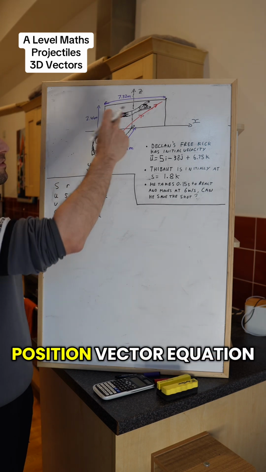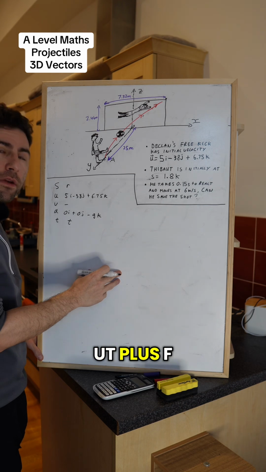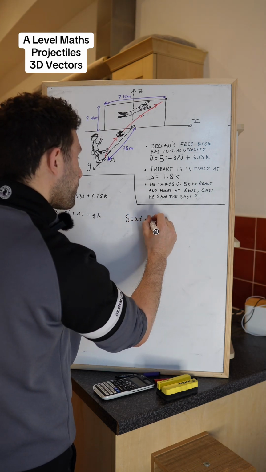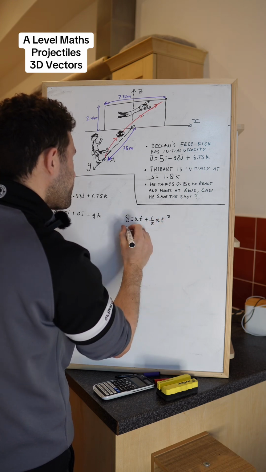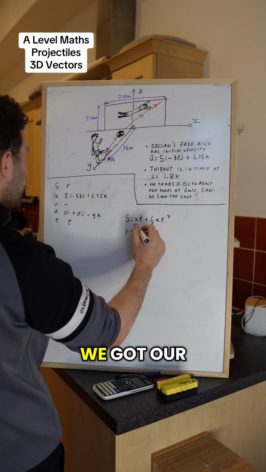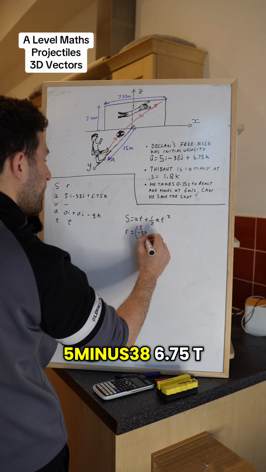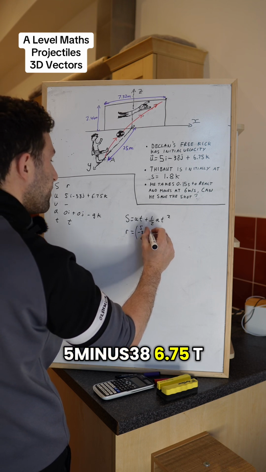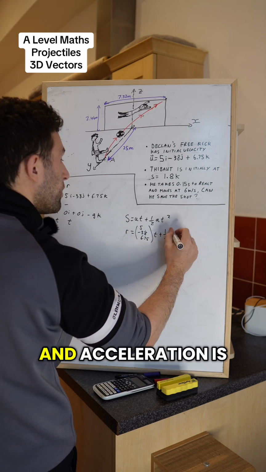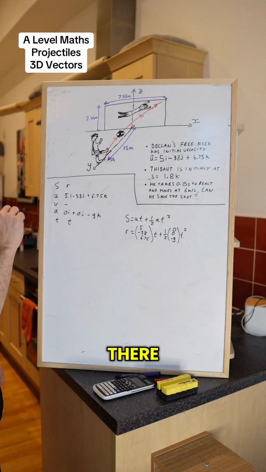Let's get the position vector equation, and it's going to be a Suvat, and it's going to be s equals ut plus half at squared. r then equals, plug in the stuff, we've got our initial velocity, 5, minus 38, 6.75 t plus a half, and our acceleration is 0, 0, minus g, and then we've got the old t squared kicking about there.